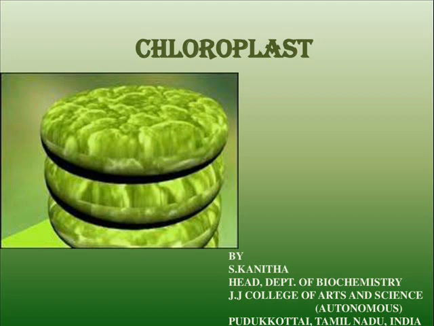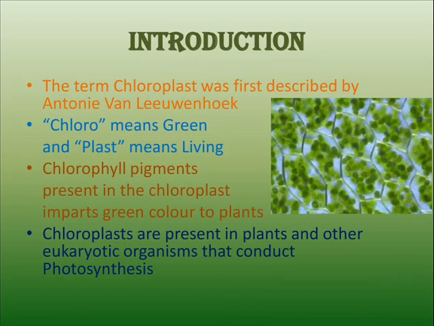In this video, we are going to see about the structure and function of chloroplast. The term chloroplast was first described by Anton van Leeuwenhoek. Chloro means green and plast means living. Chloroplast consists of a pigment called chlorophyll which helps in imparting green color to the plants.